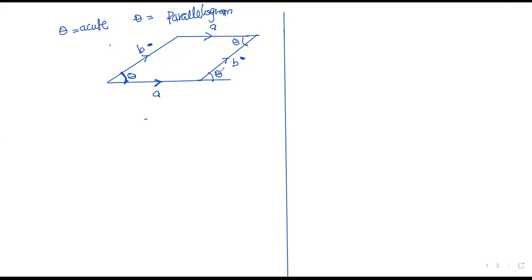If this is theta, class, what will be this angle? Let me change color.